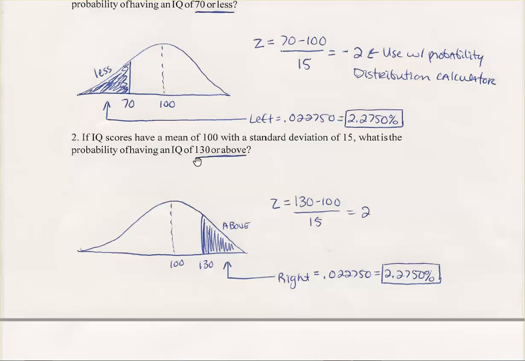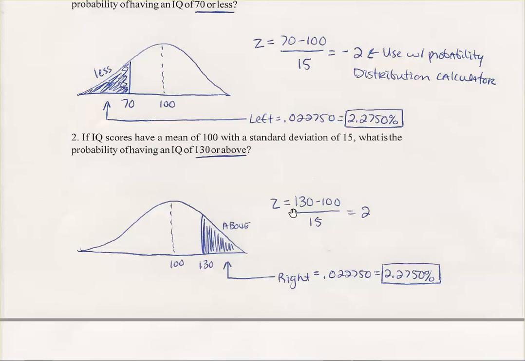For another example, IQ scores with a mean of 100 and standard deviation of 15. What's the probability of having an IQ of 130 or above? Here's our sketch. We put our 100 in because that's our mean. Then we want 130. That's the number we're looking at. 130 is higher than 100, so we're going to put the 130 in right there, and we're going to shade it all this way because that's our above part.